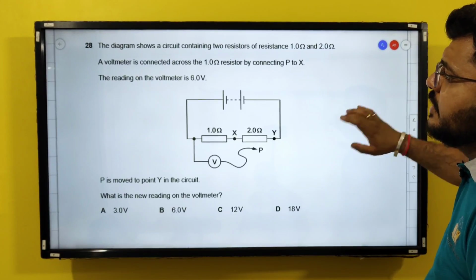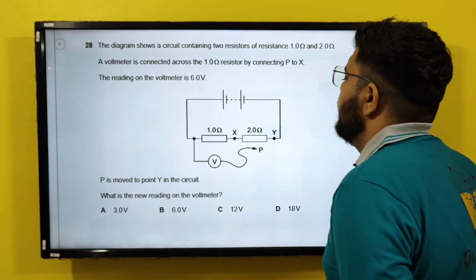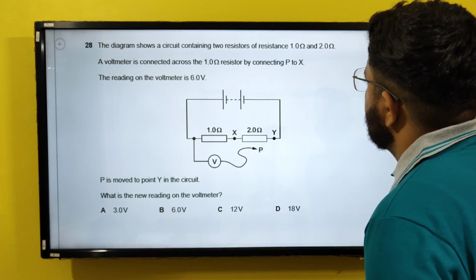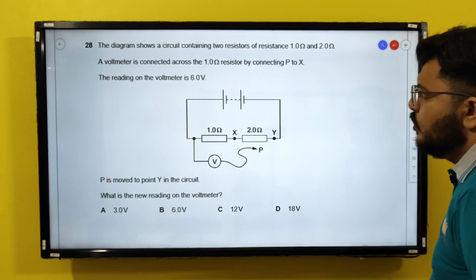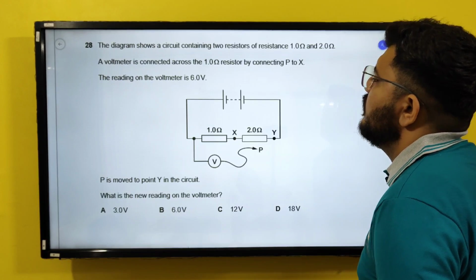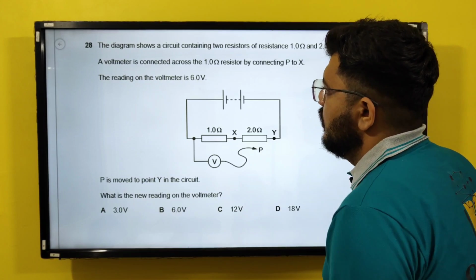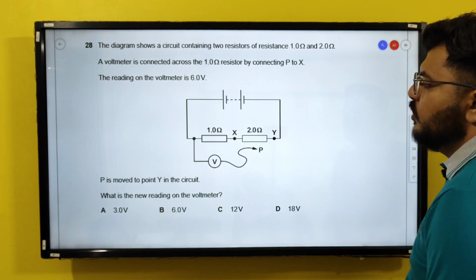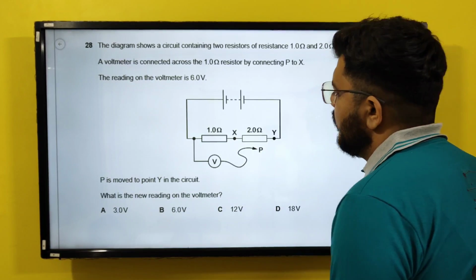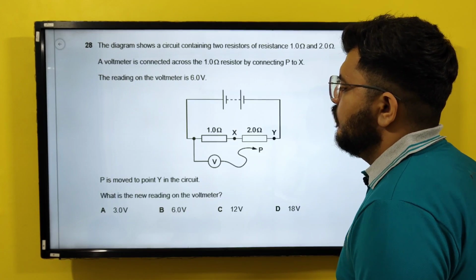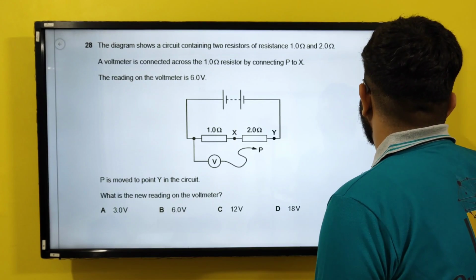Question 28. The diagram shows a circuit containing two resistors of resistance 1 ohm and 2 ohm. A voltmeter is connected across the 1 ohm resistor by connecting P to X. The reading on the voltmeter is 6 volt. P is moved to point Y in the circuit. What is the new reading on the voltmeter?